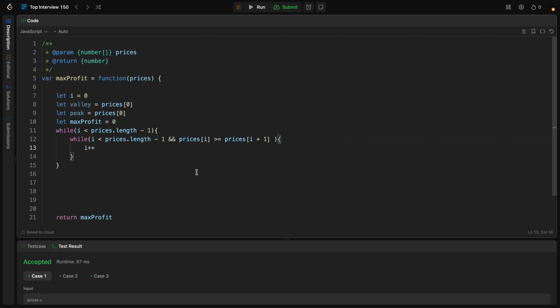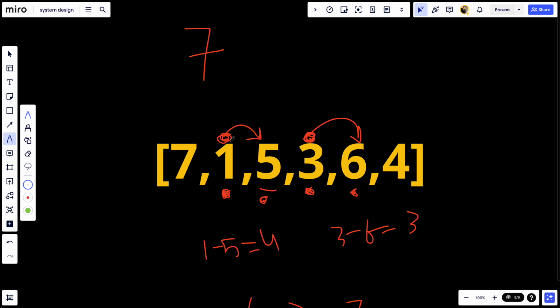I plus plus. And after that we will say value will equal prices of I. What we have done here: right now I'm trying to find the value, which is the value as we said before. We're trying to find an element that is smaller than its next.